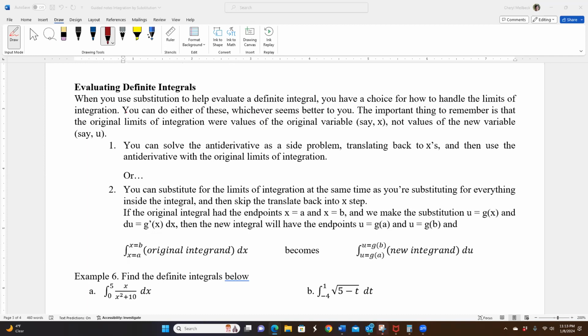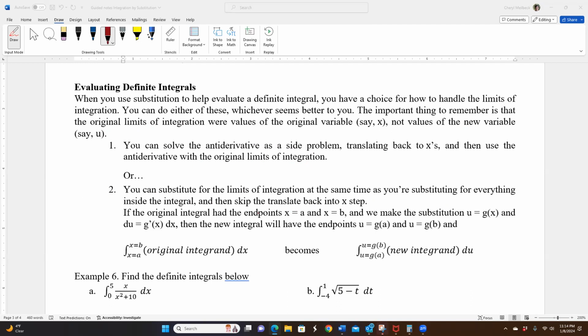The important thing to remember is that the original limits of integration were values of the original variable, say x, not the values of the new variable, say u. So you can solve the antiderivative as a side problem and then translate your answer back to x's, and then use the antiderivative with the original limits of integration. Or you can substitute the limits of integration at the same time you're substituting for everything inside the integral. Then you can skip the translating back to x step.